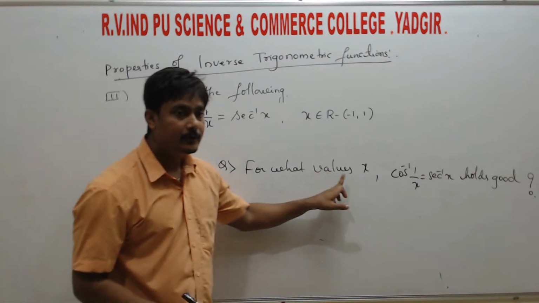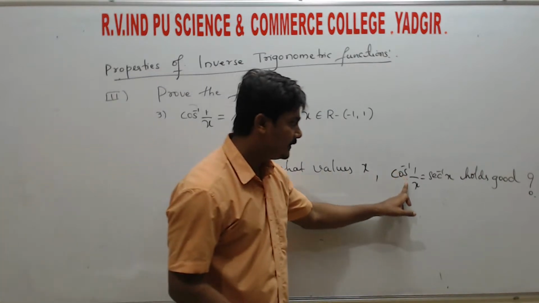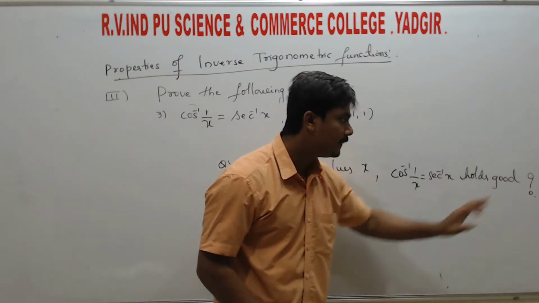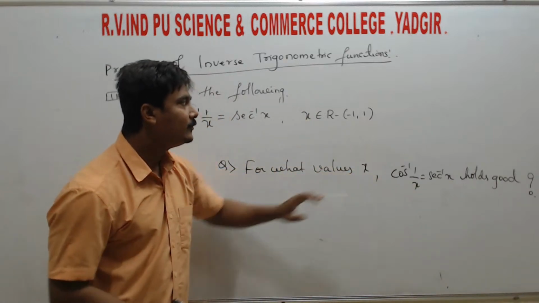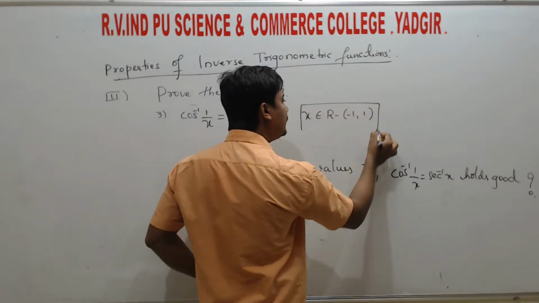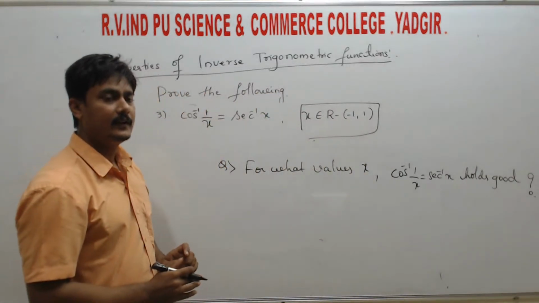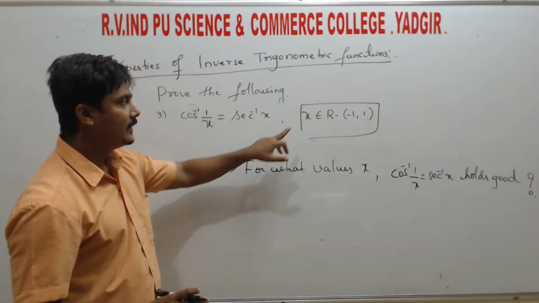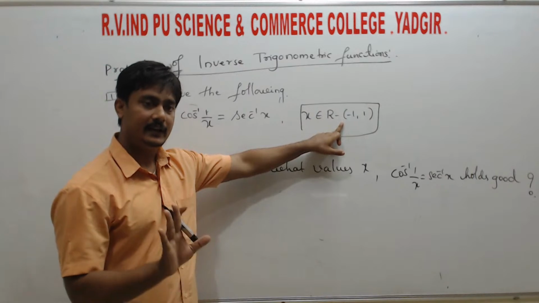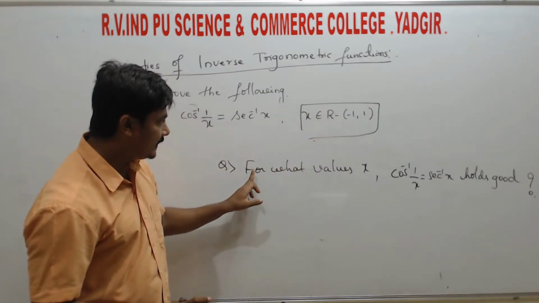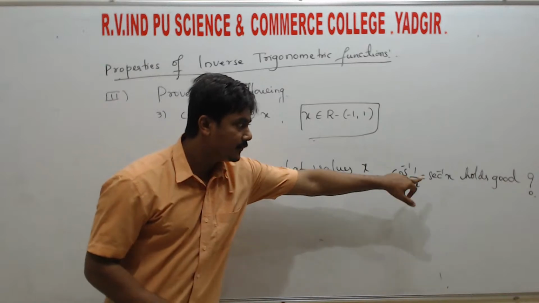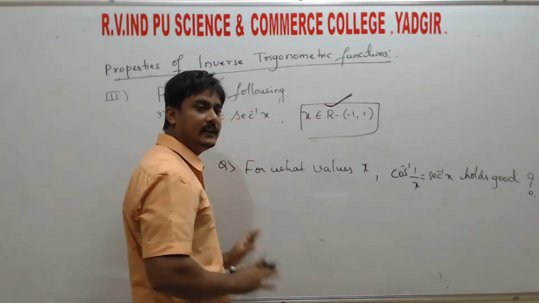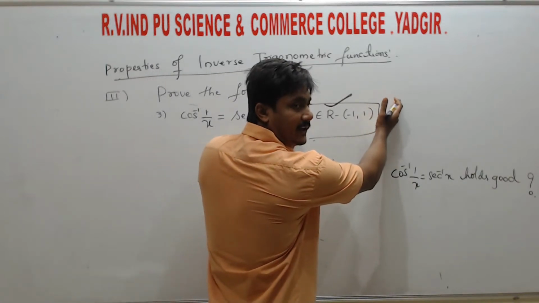For what values of x does this result, cos inverse of 1 by x equal to secant inverse of x, hold good? You need to write down the domain for which this result exists. So this result exists if the x value belongs to this particular interval. If the question is like this, you need to write this as the answer, only this much. You need not prove the result entirely. We are asked to write down the domain.